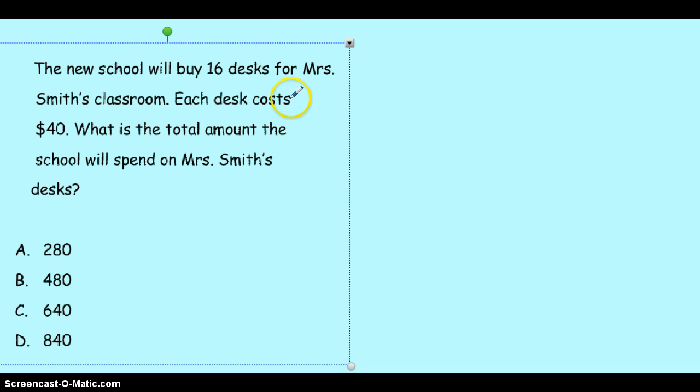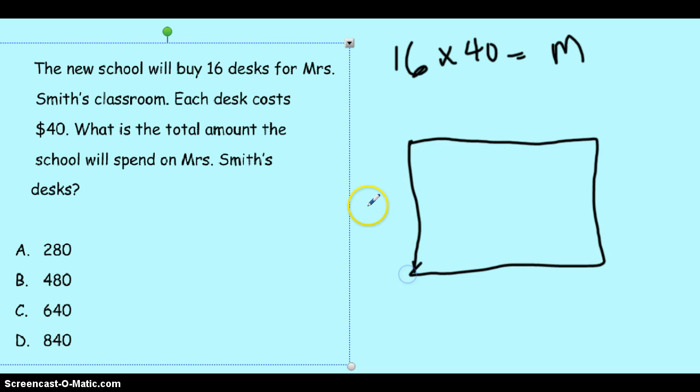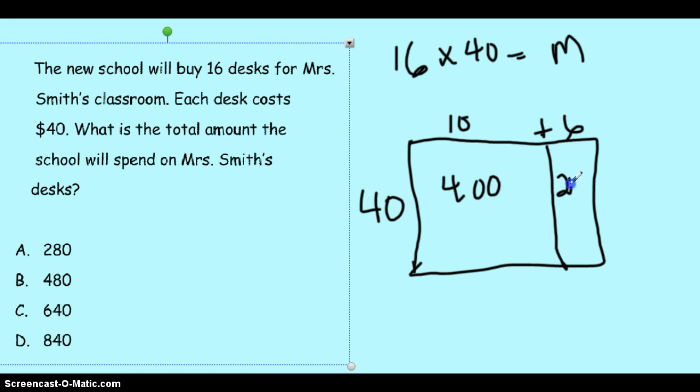Okay, in this problem we have the number of groups and how many is in each group. So we would multiply 16 times 40 to equal the amount of money that they spent. So again, we can use an open array here. 40 is already a nice number, so let's just put that on the side here. 16 not so nice, well, not so compatible. Let's split that into 10 and 6. So 40 times 10 would be 400. 40 times 6 would be 240. Okay, so the total amount of this would be 640.